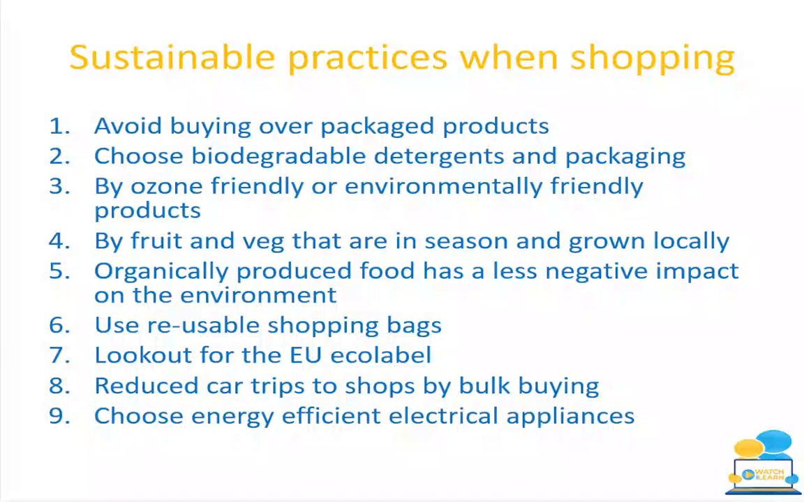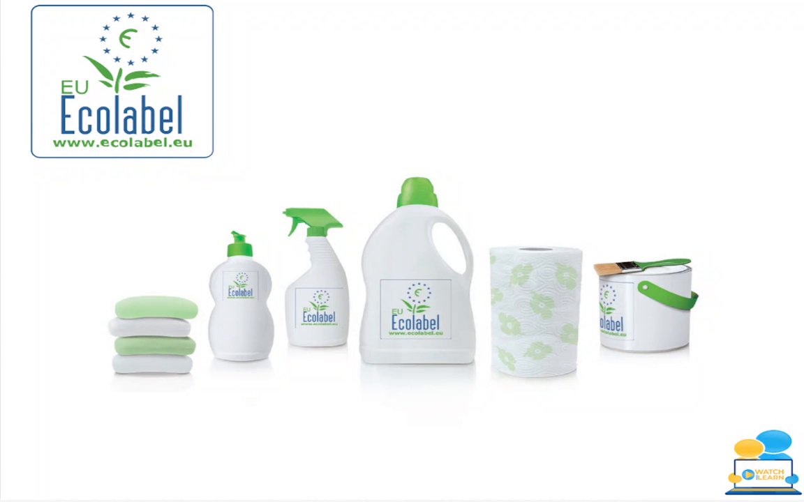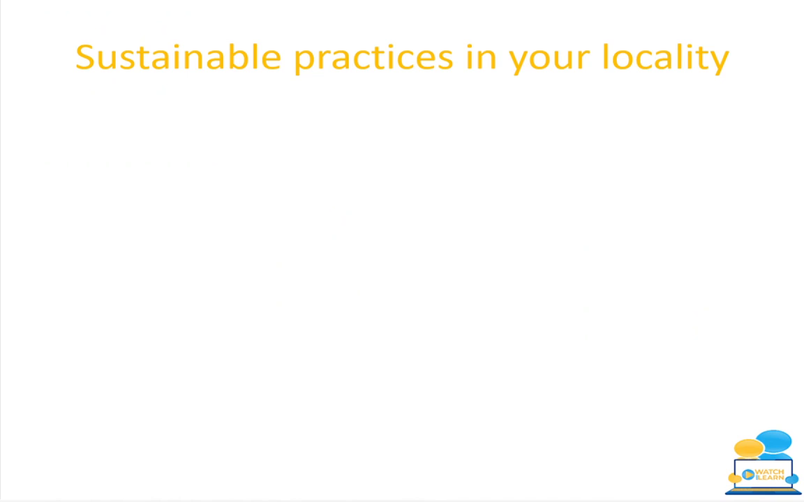Organically produced food has a lot less of a negative impact on the environment because they're not using pesticides. You should use reusable shopping bags. Look out for the EU eco label. Reduce your car trips, okay, so buy in bulk, and choose energy efficient electrical appliances with a rating of an A or a B. This is what the EU eco label looks like. You might recognize this. You regularly see these products in the likes of Tesco and Dunnes.